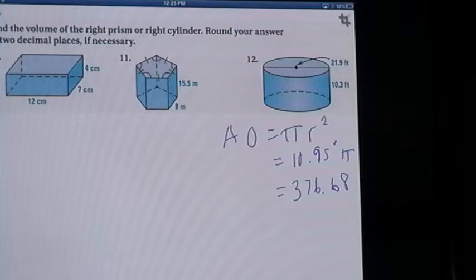And then we're going to multiply times the height because volume equals the area of the big base times the height. Times the height is 10.3, 3,879.85. Okay, and that's the volume of that cylinder.